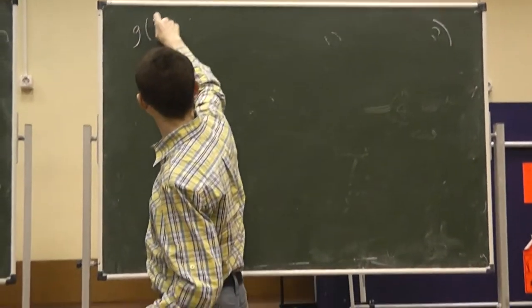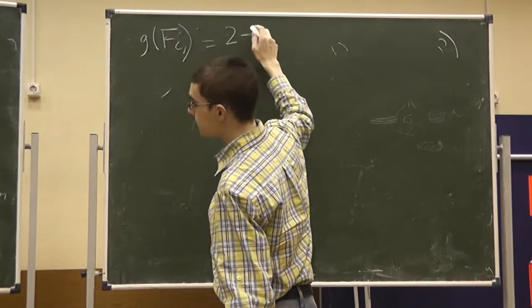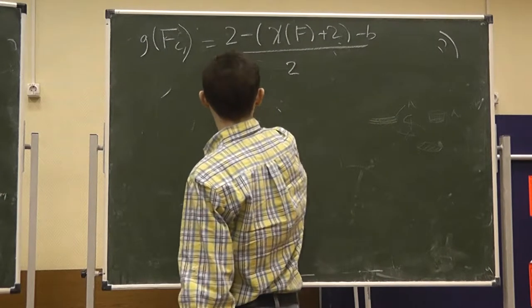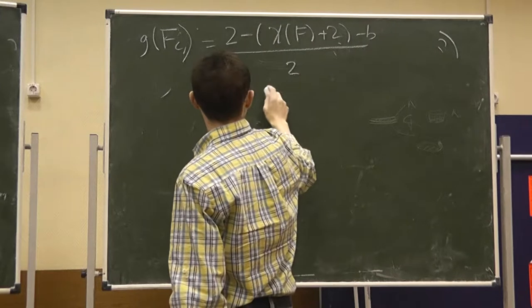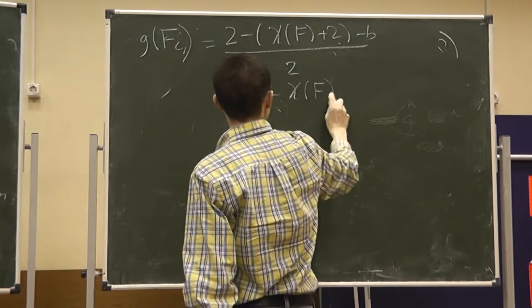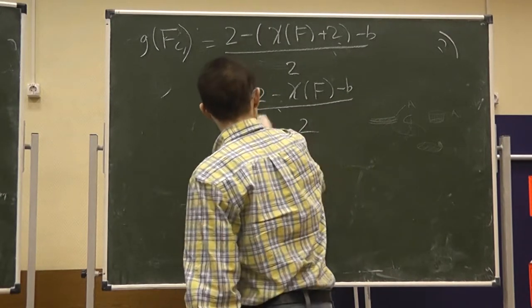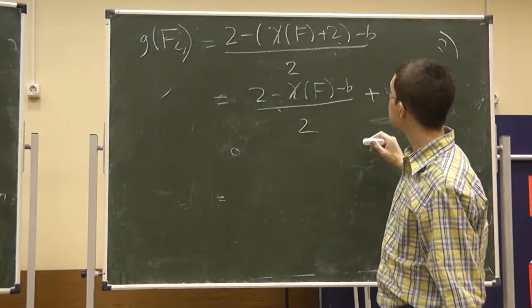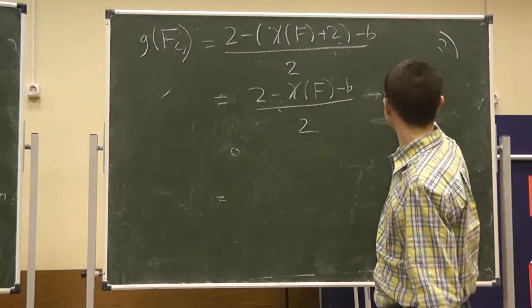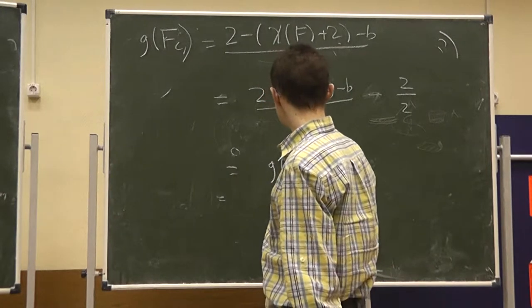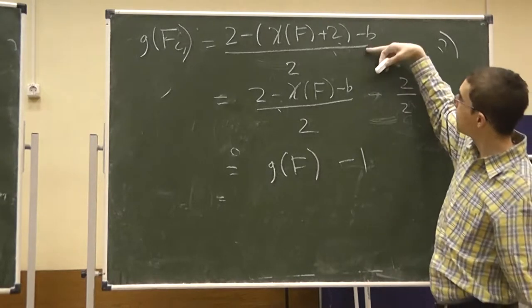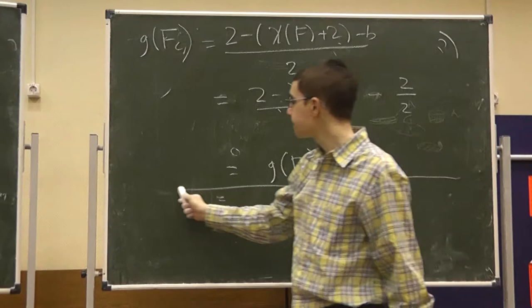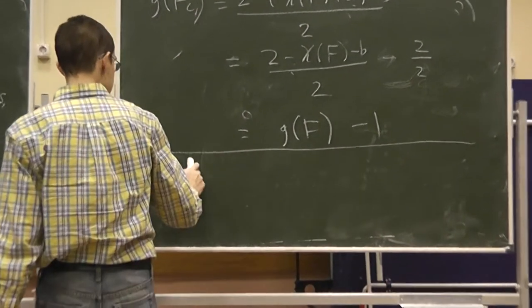So the genus of F_C is 2 minus, minus 2 over 2, is the genus of F. So here I just wrote it a bit differently because I wanted to pull out the genus of F. So that's our formula for case 1. In case 2, C is separating.